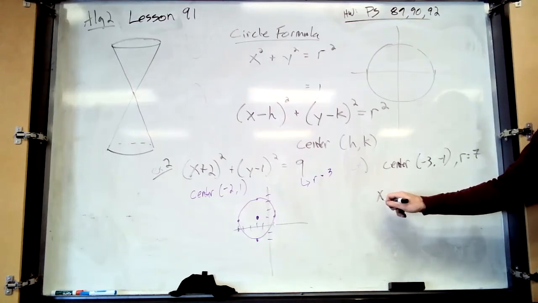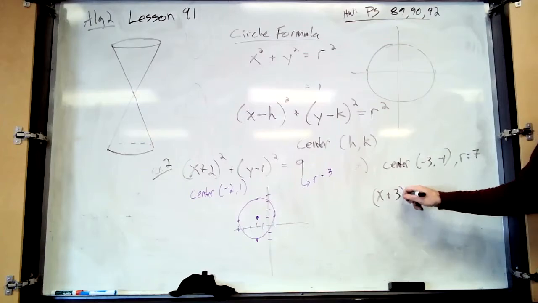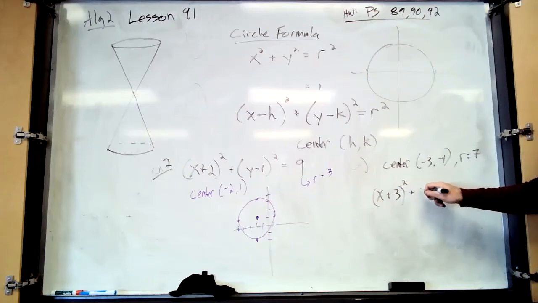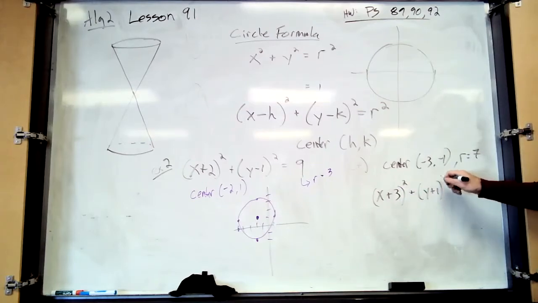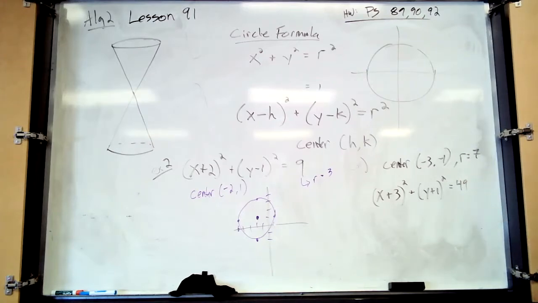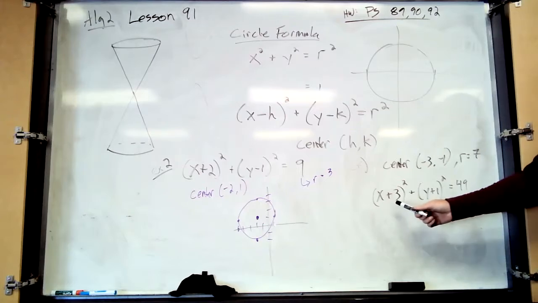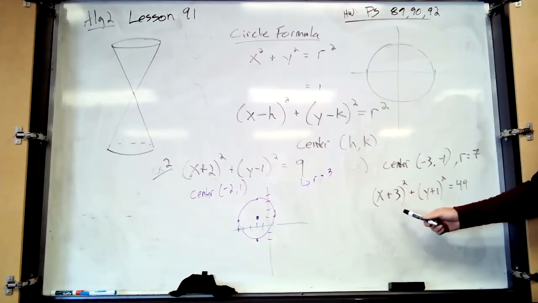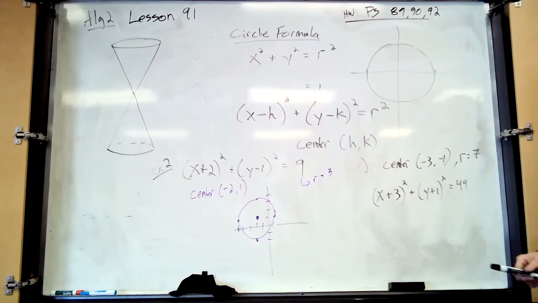x plus 3, and then y plus 1, radius 49. Yep, just square it, you're done. Okay, so see how this is just like x squared plus y squared equals r squared, but you're shifting left 3, left and down 1. Okay, that's pretty easy, right?